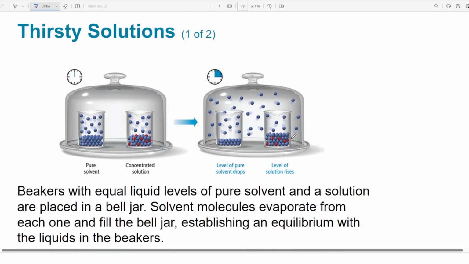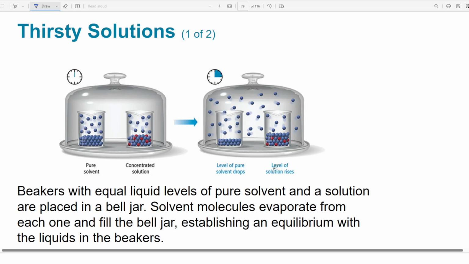Let's consider a situation where we have two beakers under a bell jar. We have a pure solvent on the left and a concentrated solution on the right. Initially, both of these begin to vaporize, and the pure solvent enters the vapor phase, and so does the solvent from the concentrated solution. Over time, the level of the pure solvent drops and the level of the solution will rise relative to it, even though they may have had the same amount initially.